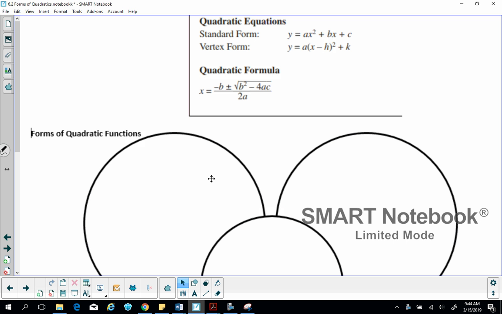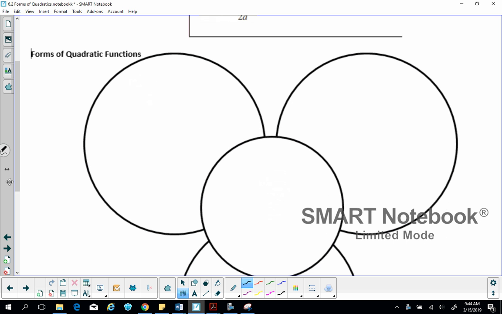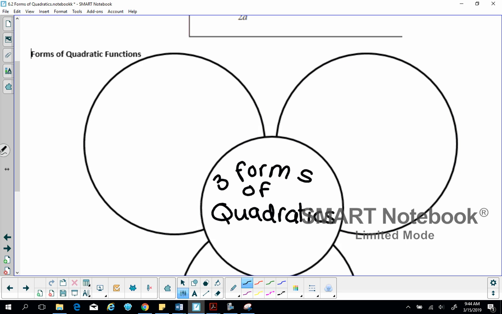So you can see that you're given 2 out of the 3 forms you're going to be working with. In the middle bubble, you're just going to write 3 forms of quadratics. They're going to be written in 3 different ways. Just like you know that there's standard form and slope-intercept form, like what we just did when you converted from standard to slope-intercept form, there are going to be 3 different forms that you're going to see quadratics in, but you're going to have to tell what form it's in.